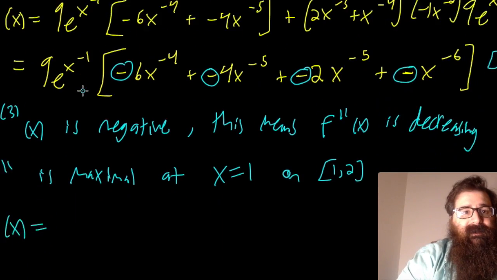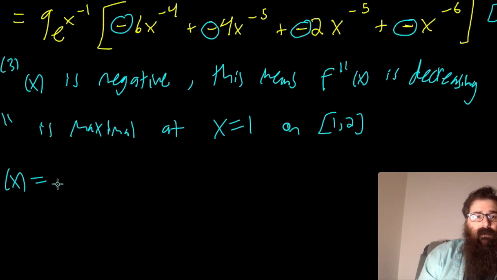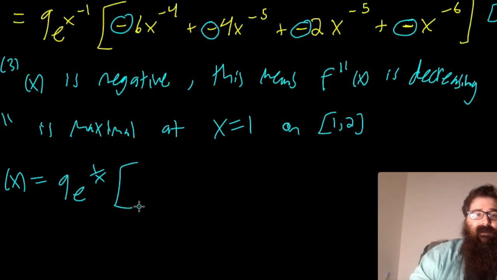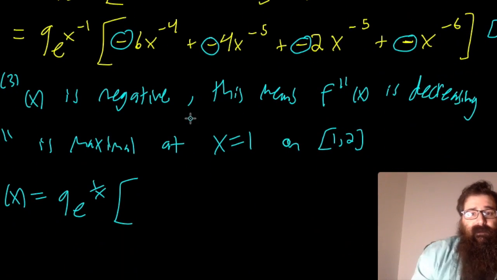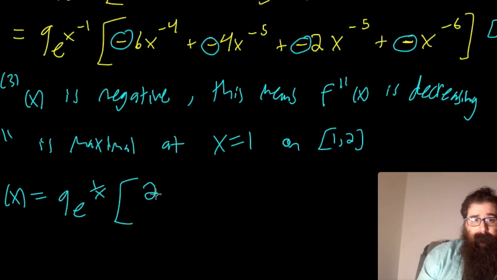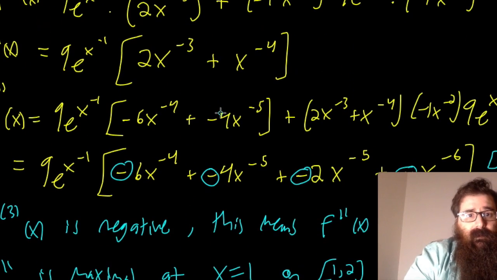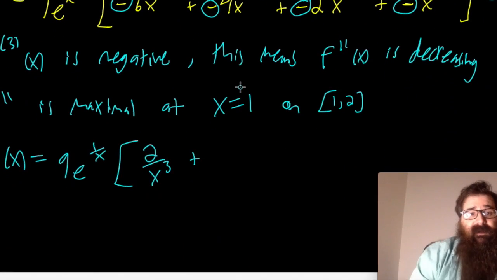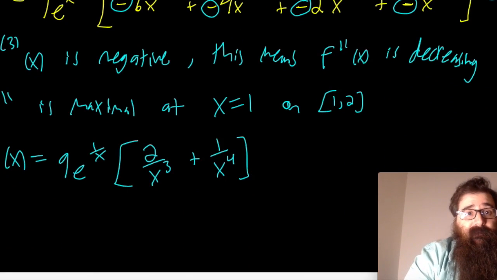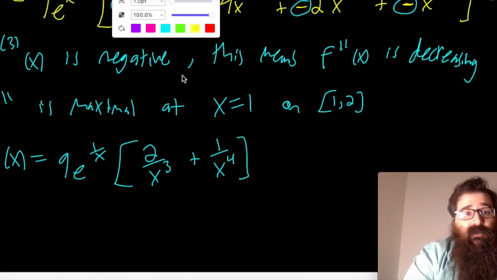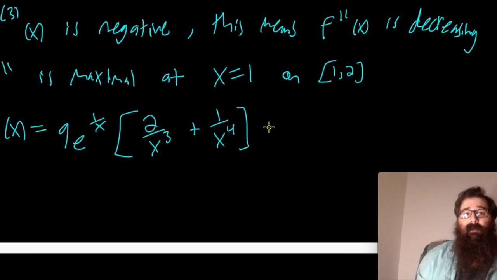That's 9e to the x to the minus 1, or I can write that back as 9e to the 1 over x. And then in the parentheses, here I have 2x to the minus 3, or that's 2 over x cubed, plus x to the minus 4. I can say that's 1 over x to the 4th. So this is my second order derivative, and I want to evaluate this at 1.